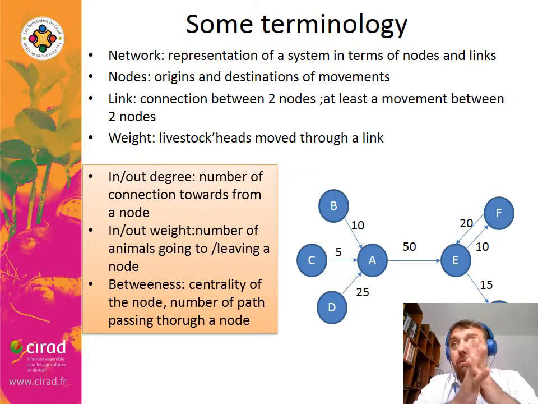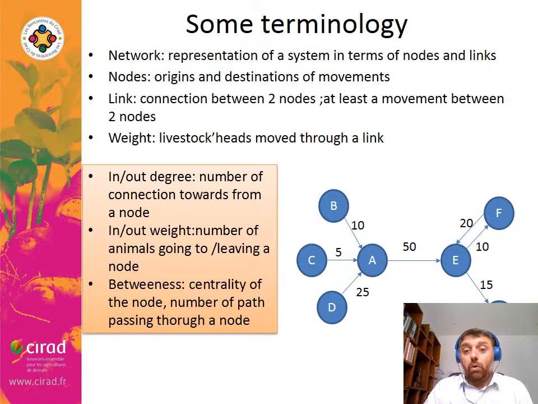After that, we can introduce some characteristics of nodes that I'm going to use in the next slides. The first one is the in and out degree, corresponding to the number of connections reaching a node or going from a node to another. Like in this case, the node A has 3 incoming links, so it is 3 in degree, and has 1 outgoing link, so it has out degree 1.